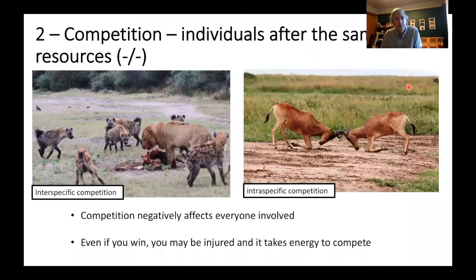So now I'll talk about a second type of interaction. Now I'm going to talk about competition. And this is individuals after the same resources. And this is considered a double negative, although it's not immediately intuitive why. We'll talk about why in a sec.